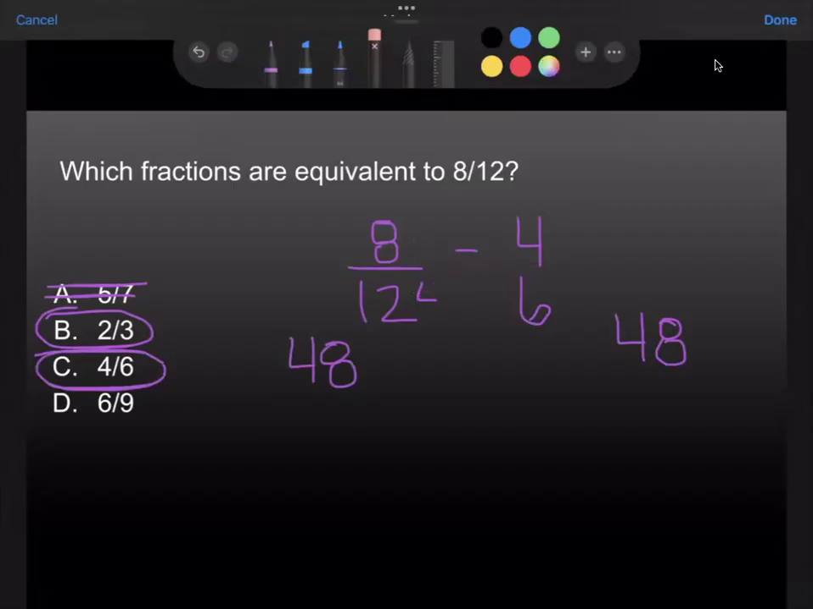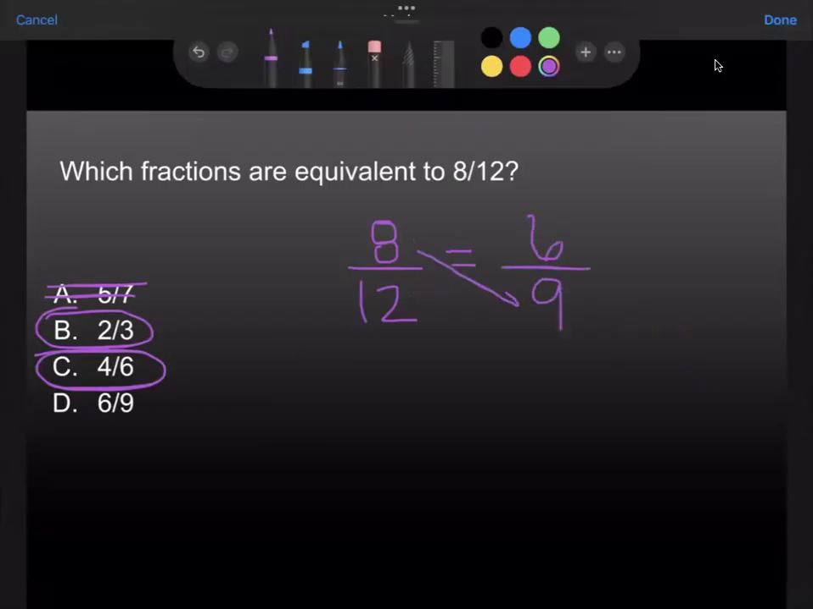Okay, let's try that last choice to see if it's equivalent. Okay, so 8/12, and then I'll put 6 over 9 here. Okay, so 8 times 9 is 72, and 6 times 12 is also 72. So that means 6 over 9 is also equivalent. So from this list, the fractions that are equivalent to 8 over 12 would be 2/3, 4/6, and 6/9. That also means they're equivalent to each other.